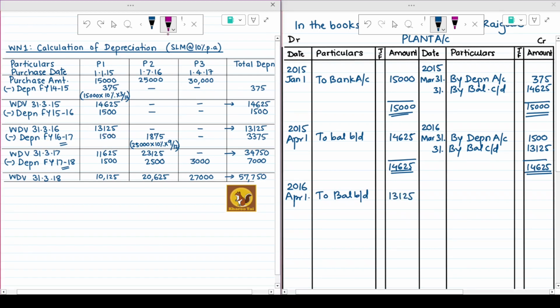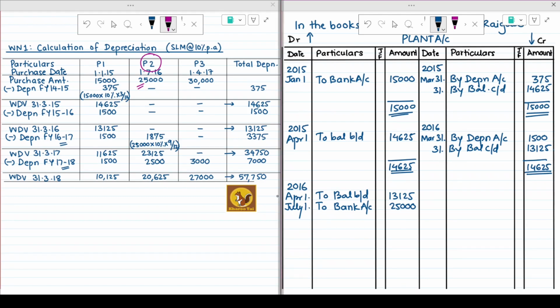In third year, we have purchased plant 2. So for 25,000, we'll pass the entry. The date is July 1st. July 1st to bank account. We paid through bank, 25,000. When an asset is purchased, the value increases, so we debit. And when an asset is sold or when depreciation is charged, the value of machinery is reducing, so we credit. These are the basics. So we debit the plant account and credit the bank account.